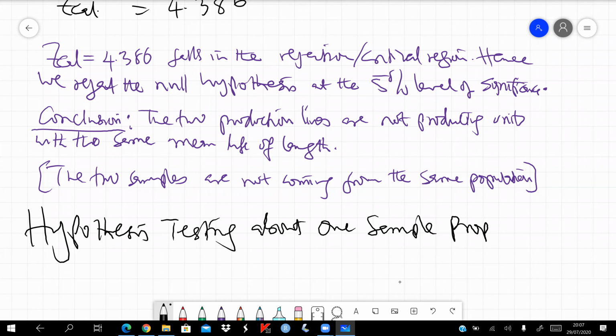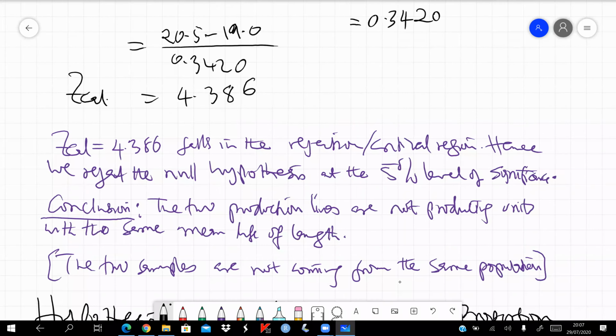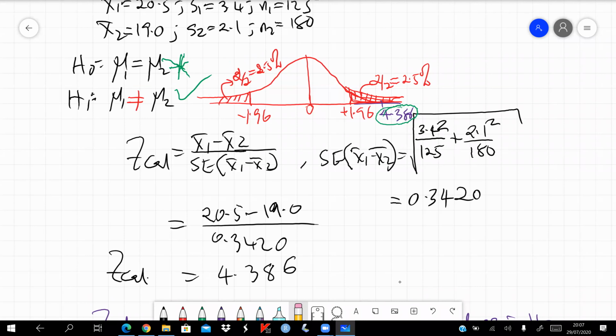Before you move, Mwalimu, if it was equal, if we could have failed to reject, that means it was from the same population? Yes, it would mean that, if it was within the acceptance region. If it was in the acceptance region, we would fail to reject the null hypothesis. It means that the two samples are coming from the same population. In other words, the population mean of the first sample and the population mean of the second sample are the same, equal.